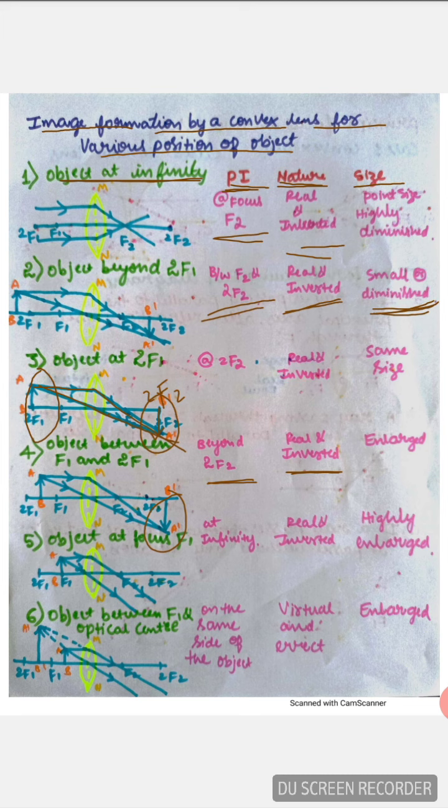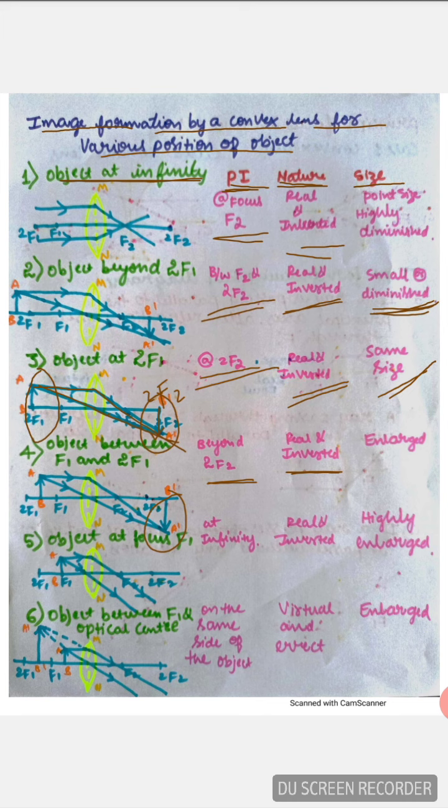Now we will place the object at 2f1, that is center of curvature 1. So we will get the image at 2f2, that is c2. You can say it as c2, center of curvature 2, and the image obtained nature will be real and inverted. Size is the same size as the object.